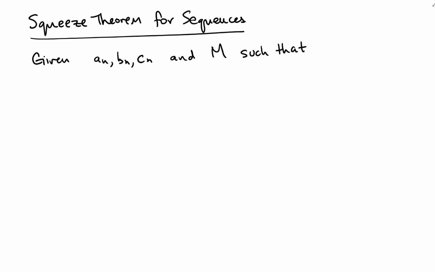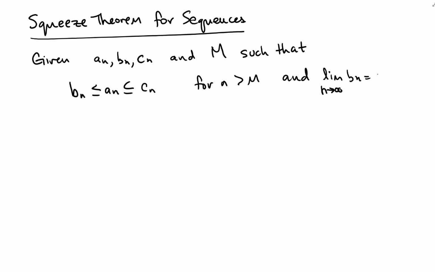We also have a squeeze theorem for these sequences. So if we have three sequences, a sub n, b sub n, c sub n, and some m value, and if a sub n lies in between b sub n and c sub n for values of n that are greater than m, and if we have the convergence of the two outside limits, so the limit as n goes to infinity of b sub n and of c sub n both go to L, that automatically forces a sub n to go to L when you apply the limit as n goes to infinity to it. So this is the squeeze theorem for sequences.